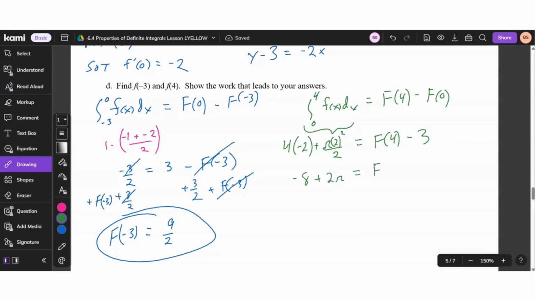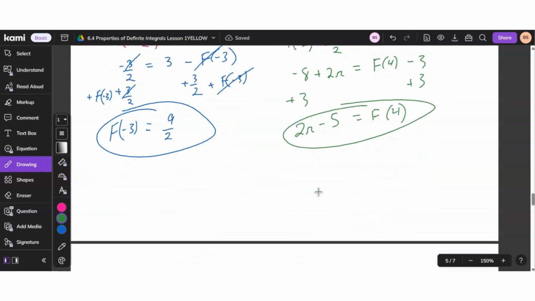And that's going to be equal to our f of 4 minus 3. So let's add 3 to both sides. We get 2 pi minus 5 is equal to f of 4. And there we go. Excellent.